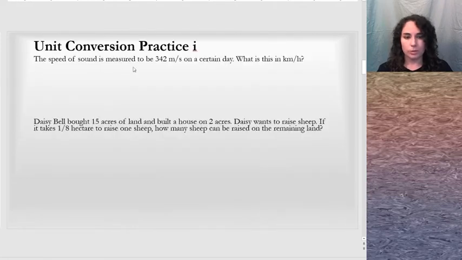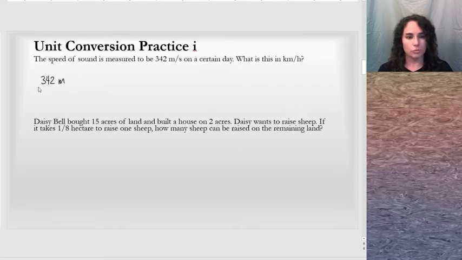Let's practice a little bit more. Let's do this first one. It says the speed of sound is measured to be 342 meters per second on a certain day. It depends on temperature, density of the air, etc. What is this in kilometers per hour? So we're going to have to go from meters per second to kilometers per hour. Okay, so we're going to set up this ladder. I'm going to note that I have meters per second to begin with.